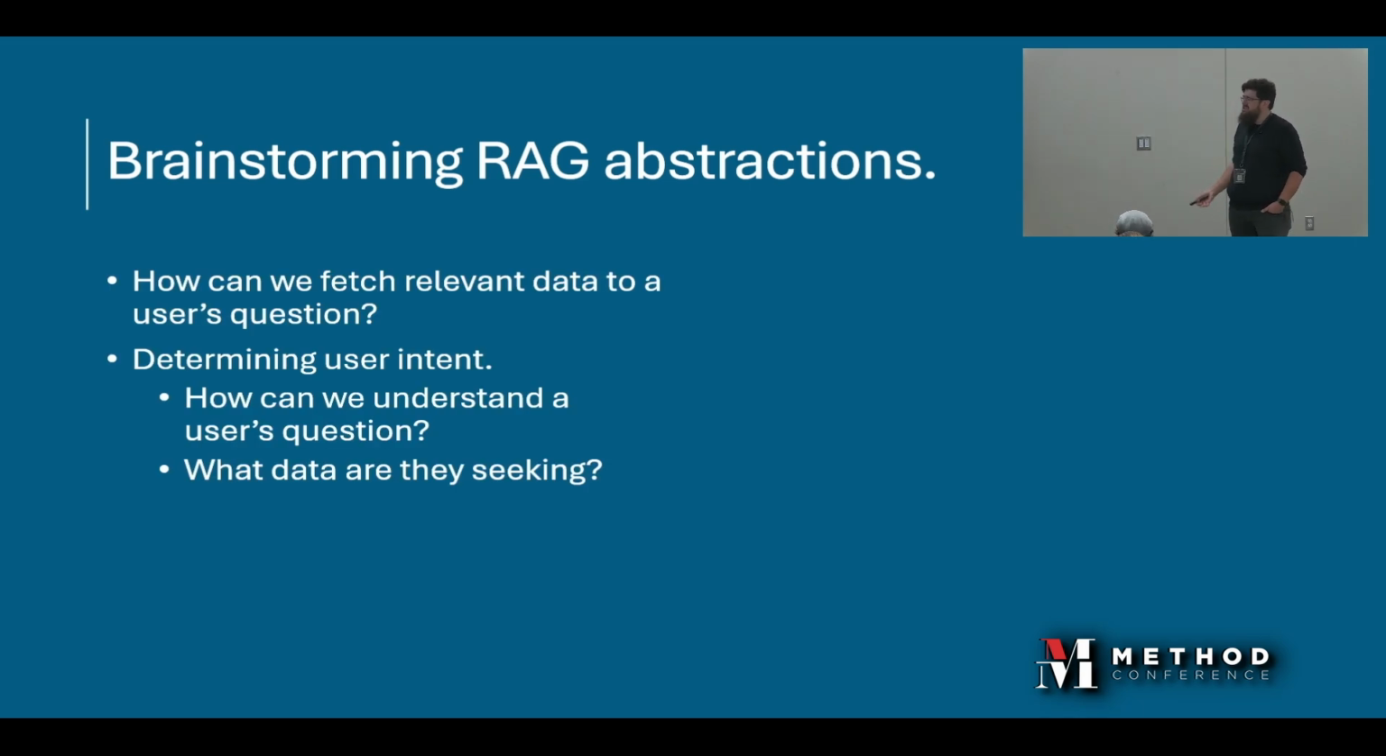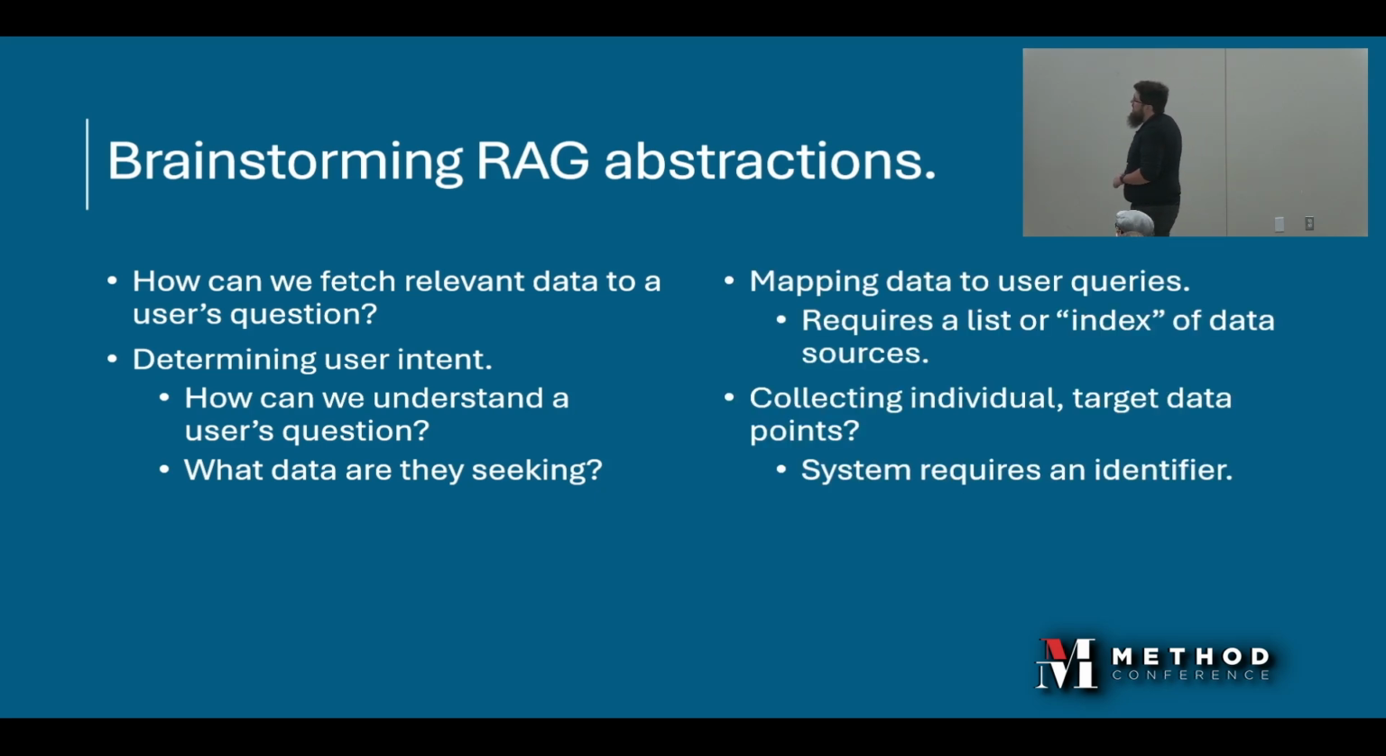So what are some abstractions we need for that sort of retrieval augmented generation? How can we fetch relevant data? If we have an unstructured input, how do I know what data you need? You could ask me, well, I want to know the student's email, but then how do I map that programmatically? Those are some of the questions we confronted during development. We need to determine their intent and what data they're seeking. And for mapping, what we decided to do was map the data to user queries. I'll get into how we did that.